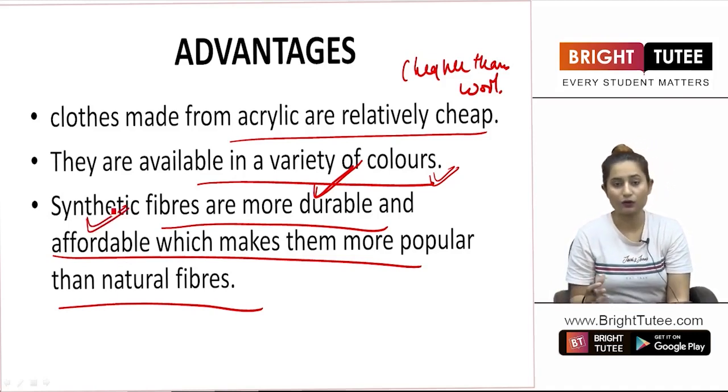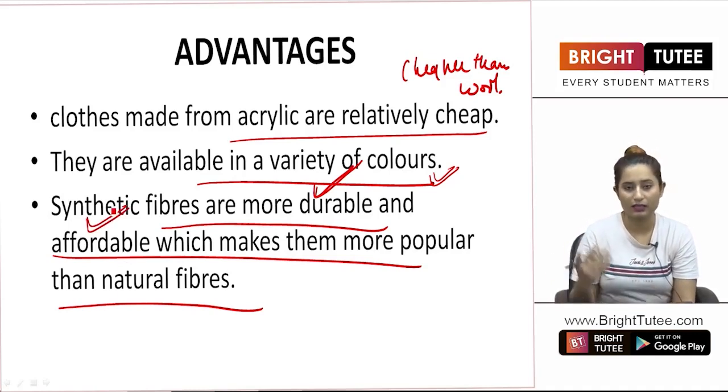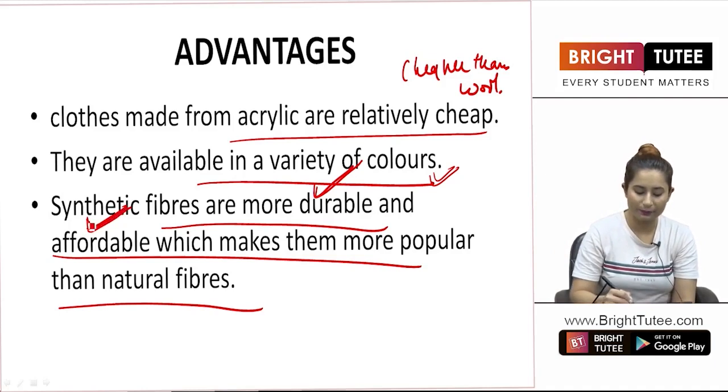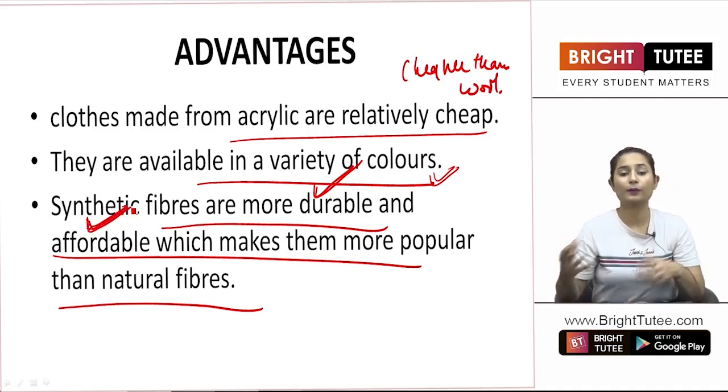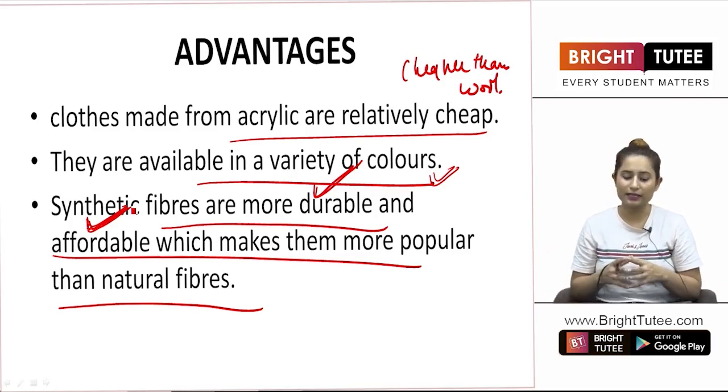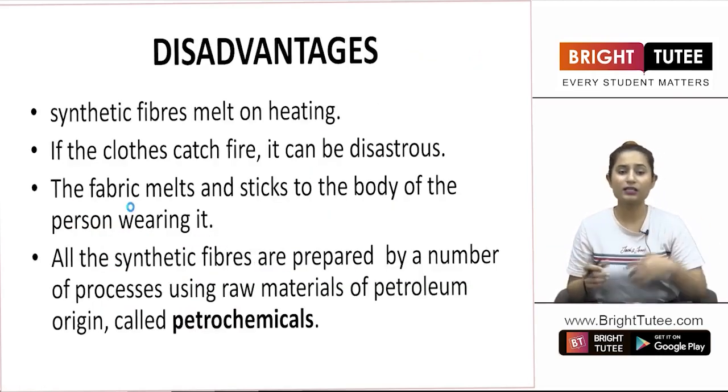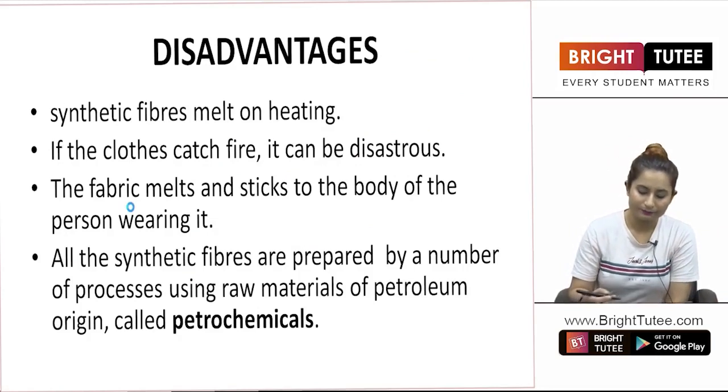They are cheaper because they are easily obtained from surroundings. They can be easily prepared in our laboratories. So, they are cheaper. Hence, they are more popular than natural fibers themselves, right? These are the advantages. Now, what are the disadvantages of synthetic fibers?